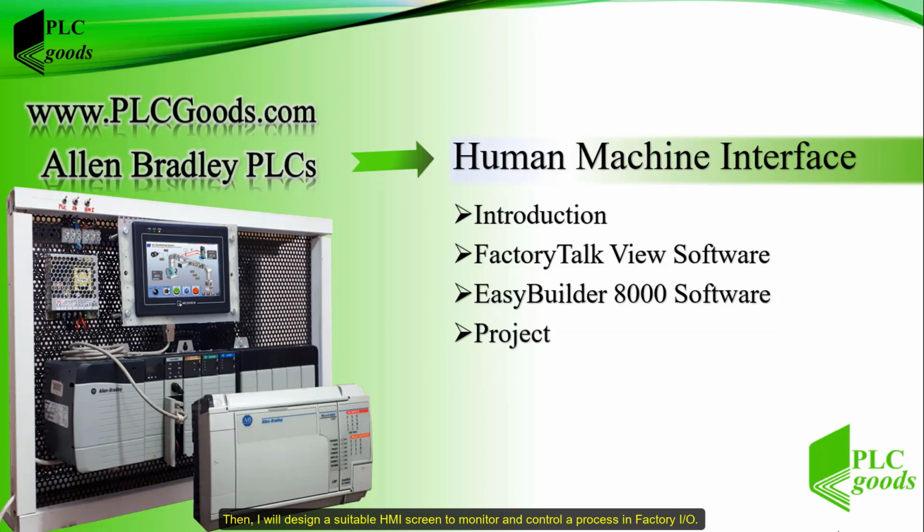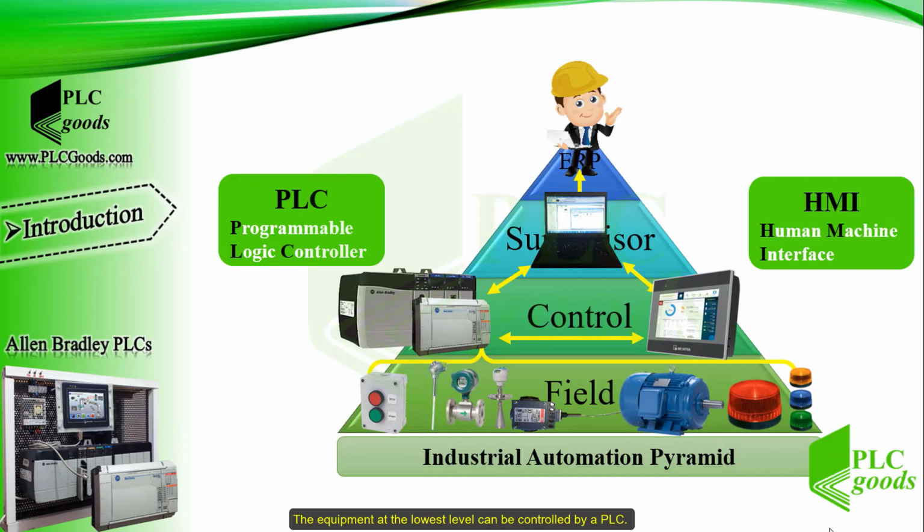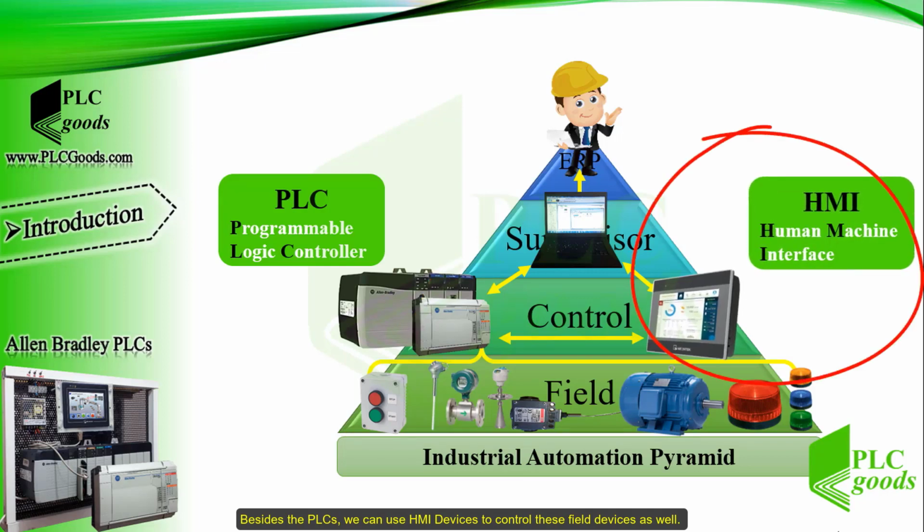Then I will design a suitable HMI screen to monitor and control a process in Factory IO. Let's see the industrial automation pyramid image again. The equipment at the lowest level can be controlled by a PLC. Besides the PLCs, we can use HMI devices to control these field devices as well. An HMI device can translate complex information on a PLC memory into usable and manually controllable information.